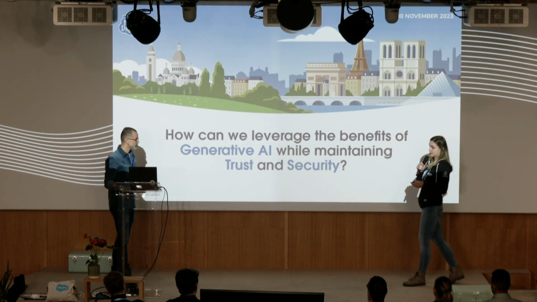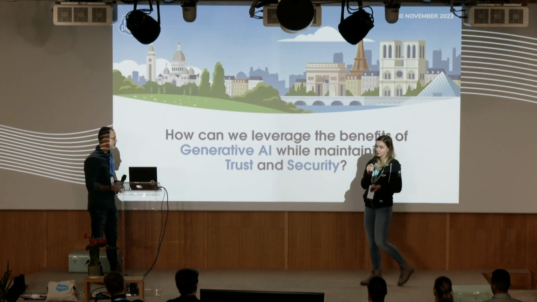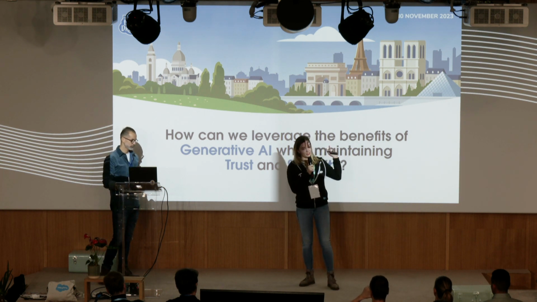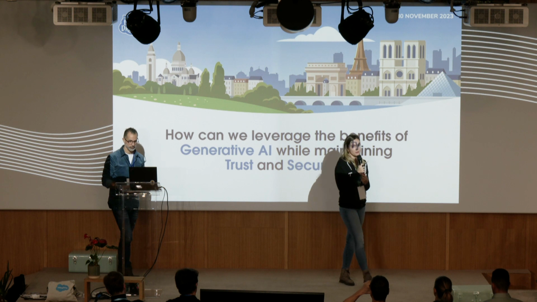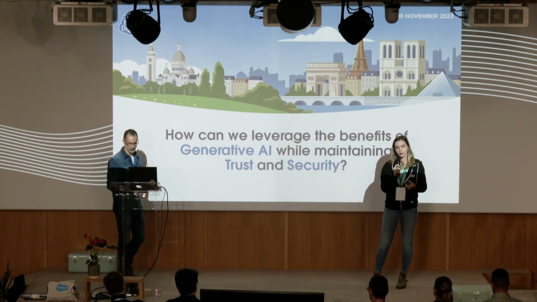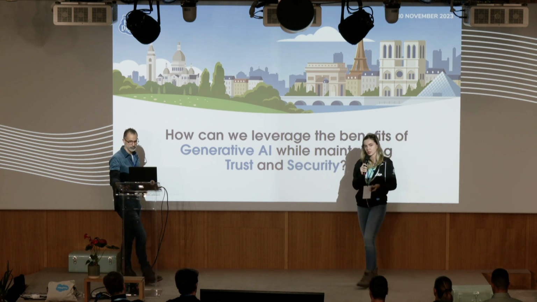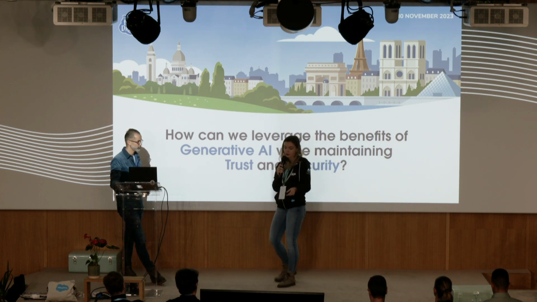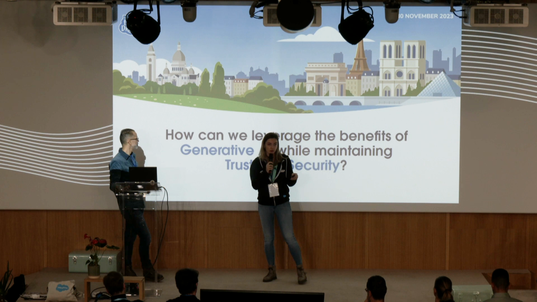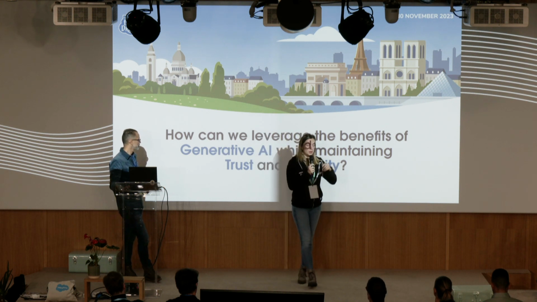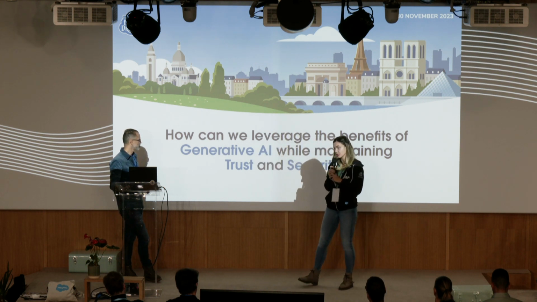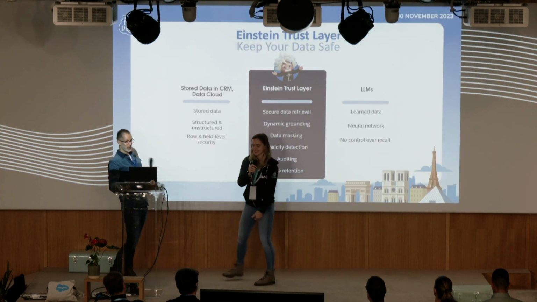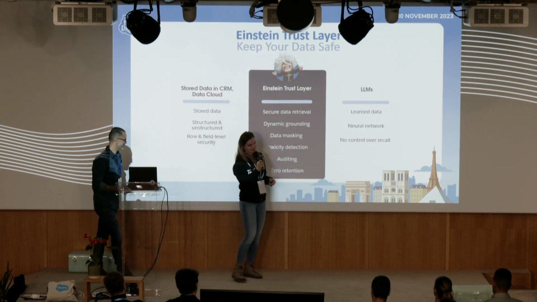So then it becomes a question. We want to use the power of AI, but we need to balance it with trust and security. We need to have some measures to control how our data is used, how it's protected and secure. And to leverage the benefits of generative AI while maintaining trust and security comes the answer of Einstein Trust Layer. Woohoo! Keep your data safe.